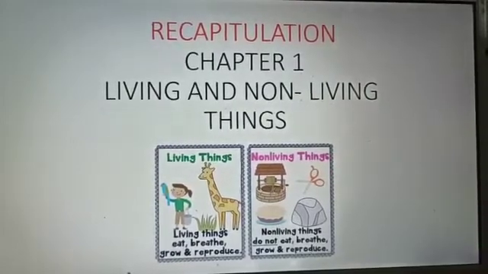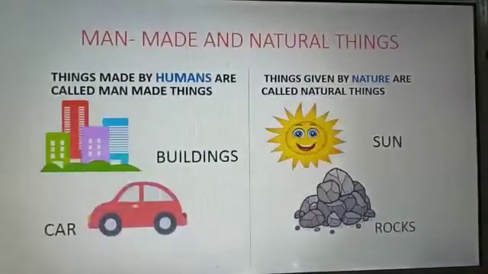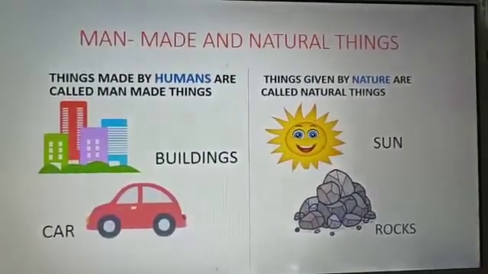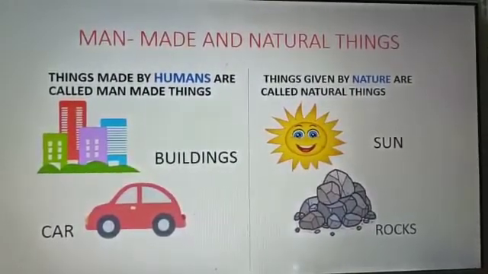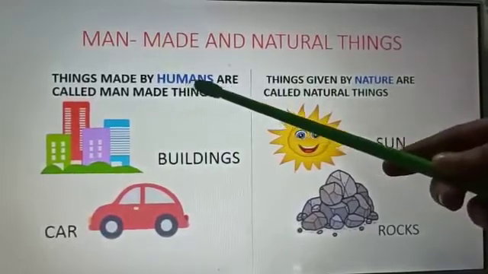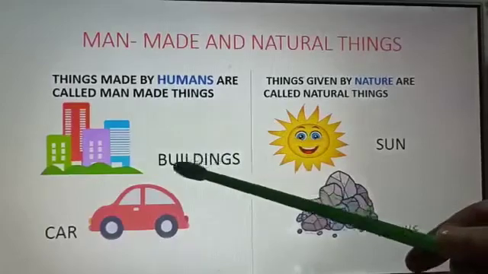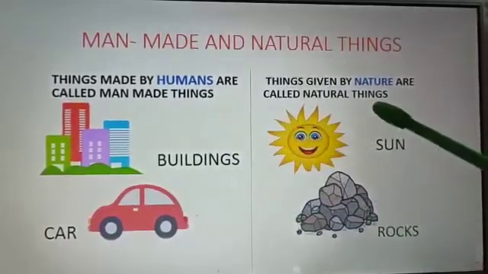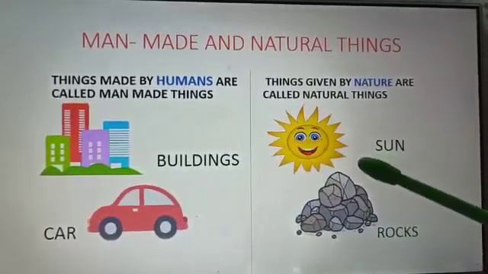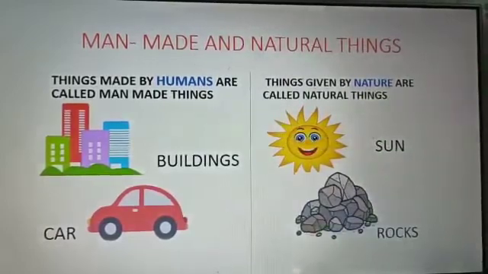Children, we have done the following topics in this chapter. First is man-made and natural things. The things made by humans are called man-made things. For example, buildings and cars are all made by humans. So they are called man-made things.